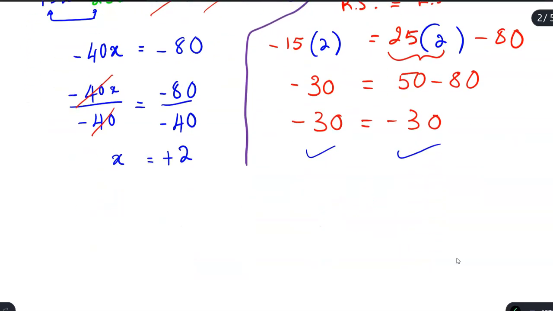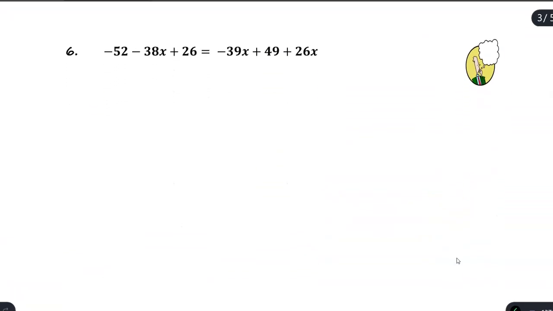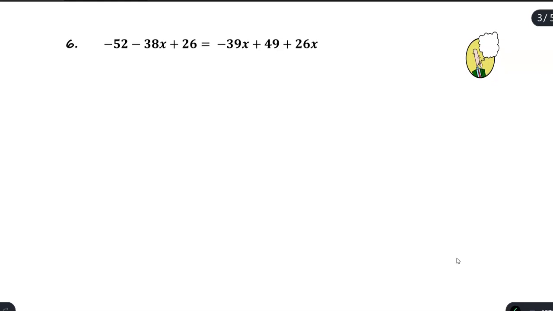Okay, so let's move on to the next question. Alright, so this question is a bit lengthy. Okay, but what we should do is we take a look at what we have on the right hand side and on the left hand side. So the first thing you want to do is you see if you have any like terms that you can combine. Okay, so on this side of the equation, I should be able to combine this and this, right?